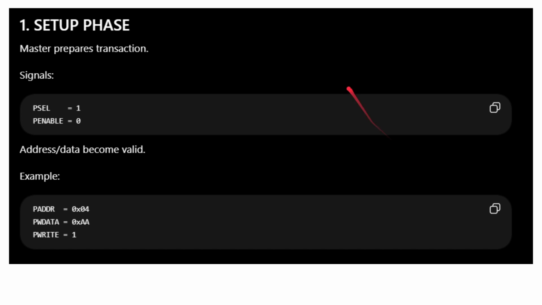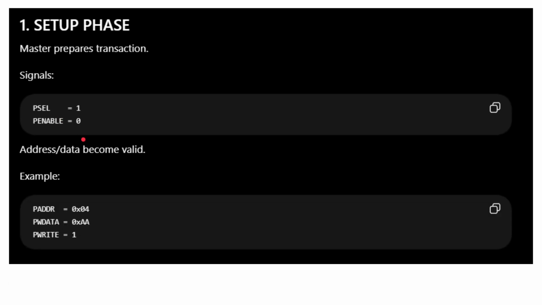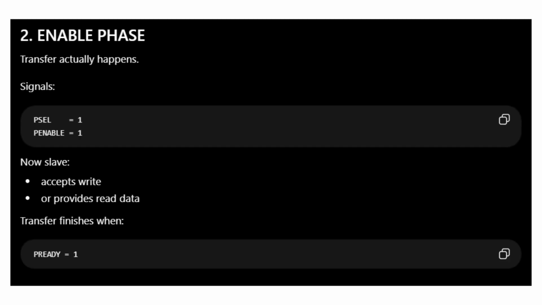So here we go. This is the setup phase. We will be having the P select signal high, P enable 0. And we will be having P address, the address where we actually have to write or read, P write data and P write signal. And in the access phase or enable phase, we can call it either way, we will be having the P enable high. So as you can see, the P select is high from the start of the phase, and we will be having the P enable only in the access phase.